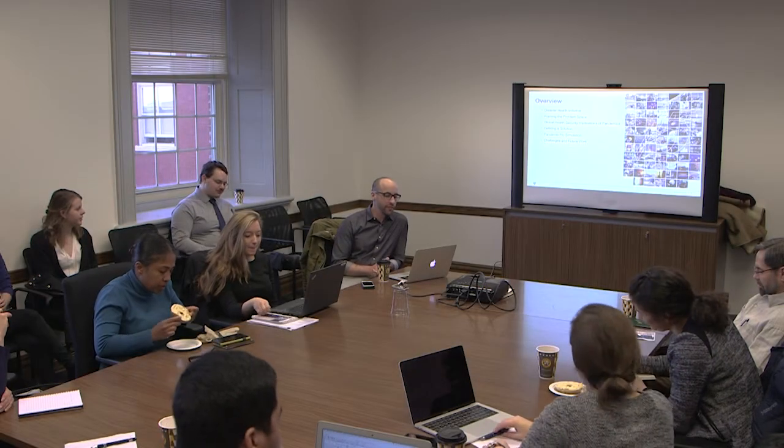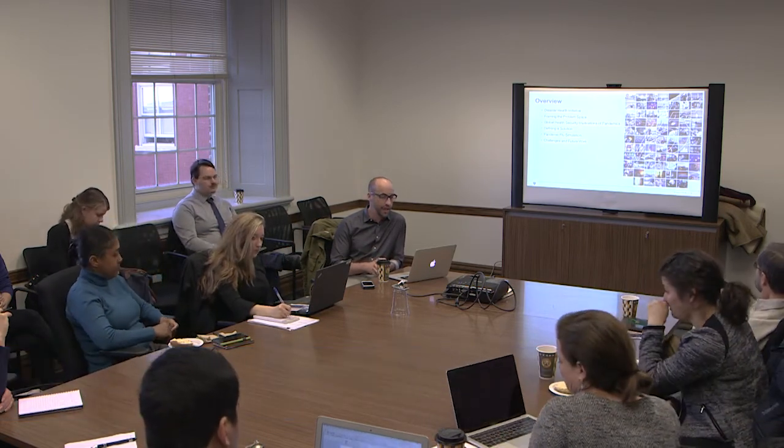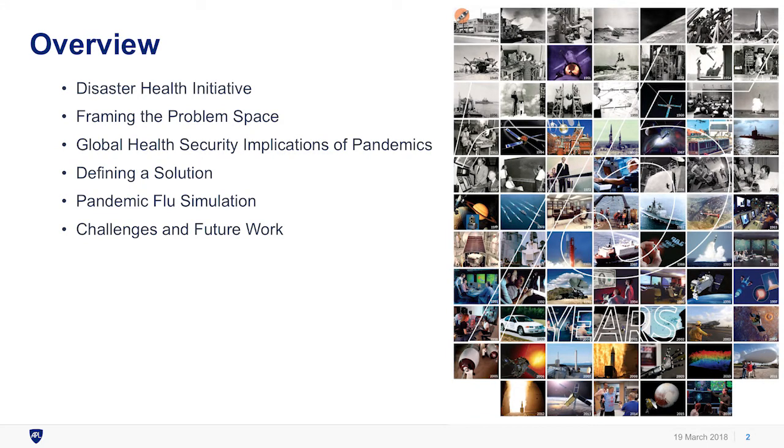All right, so just really quickly, some of the stuff that I'll try to talk about today. I'll give a really brief introduction to the disaster health work that we're currently building at the Applied Physics Lab. I'll try to frame the problem space, at least as we're perceiving it. I'll talk about some global health security implications of pandemics. We'll put forward a solution that we think could provide some benefit to the field.